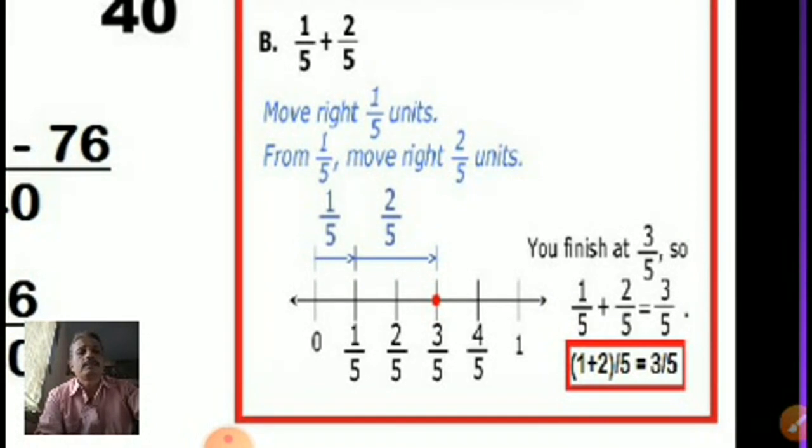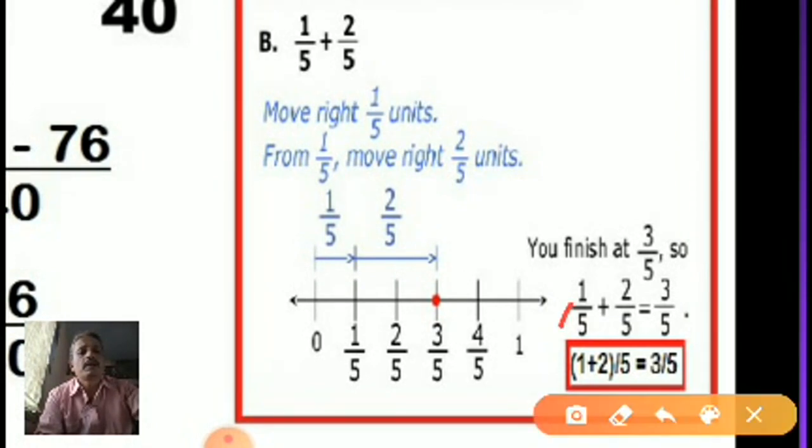See, 1 upon 5 plus 2 upon 5. Here both denominators are equal. So we can write the denominator one time, and in the numerator we add: 1 plus 2 gives 3. So the answer is 3 upon 5.